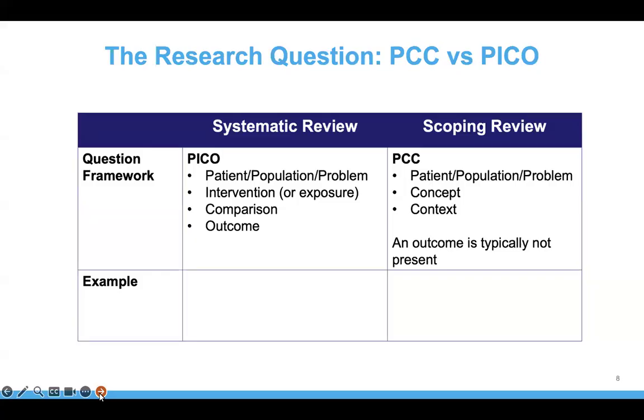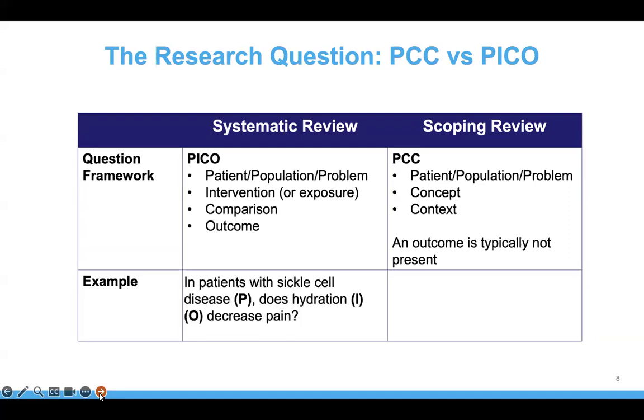If we take a look at an example, we have here, in patients with sickle cell disease, does hydration decrease pain? With sickle cell patients being our population of interest, hydration being our intervention, and decrease in pain as our outcome of interest. Here, I've chosen not to include a comparator just to keep it simple. You will notice that with systematic reviews, you're asking a very specific research question, usually on how something directly or may affect a particular outcome.